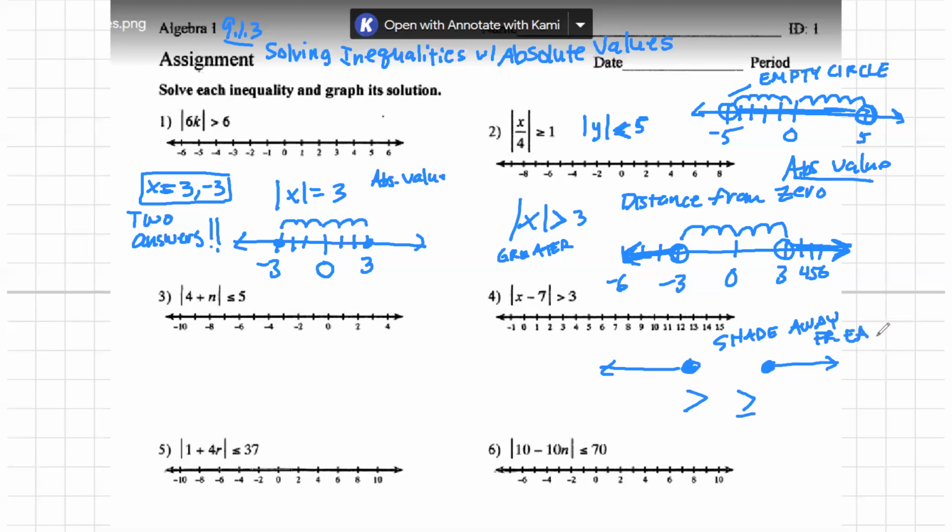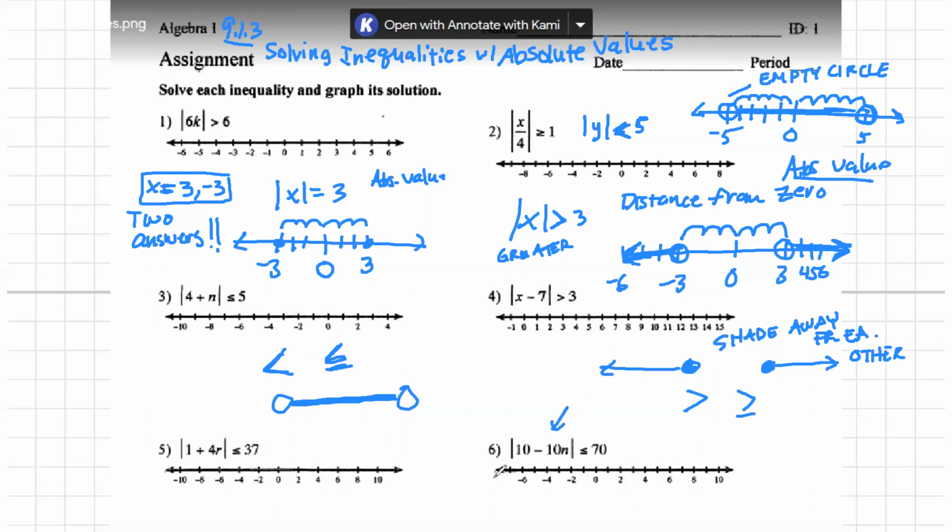Kind of jumping ahead of where we need to be, but less than is always going to be like this, right? So when it's less than or equal to, your circles are always, your shading is always going to be in between the two circles. Okay, whenever you have less than or equal to. Now, let me tell you, sometimes you're going to flip these signs within a problem.